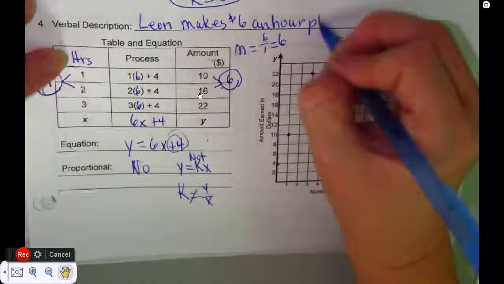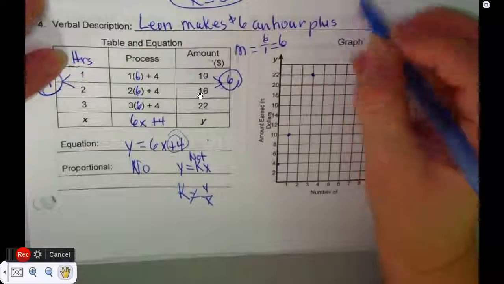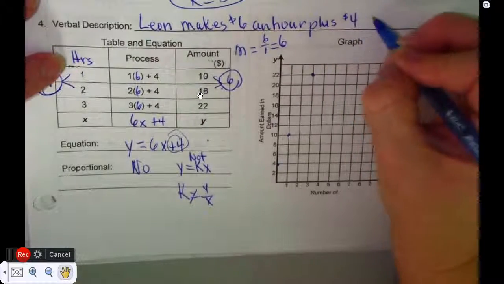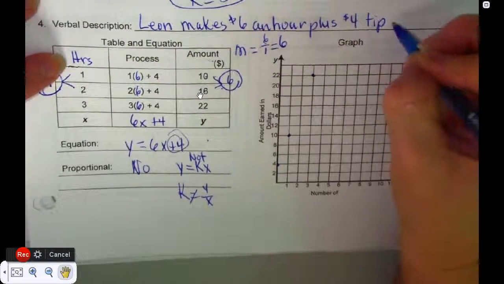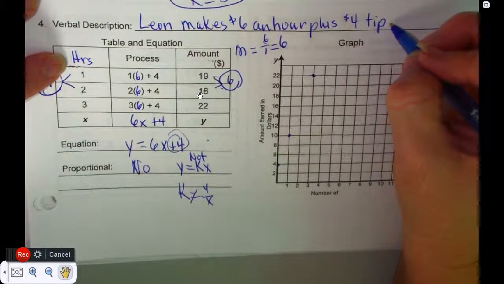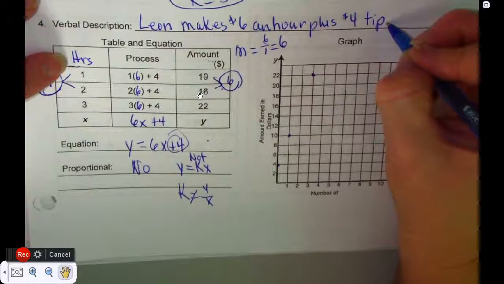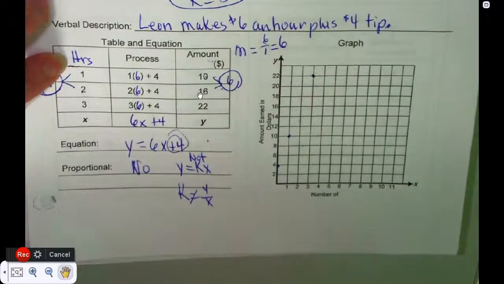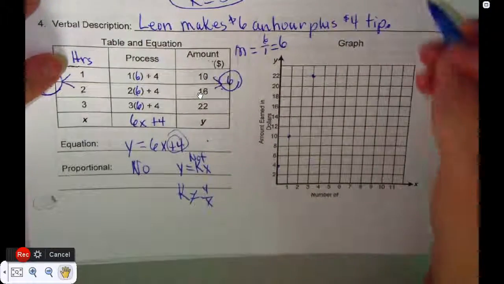Exactly. Plus what? A $4 tip. We forgot to put our X in there. Well, we don't need it. You don't have to have that. Leon makes $6 an hour plus $4 tip.